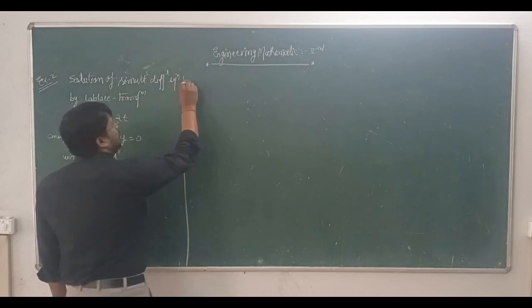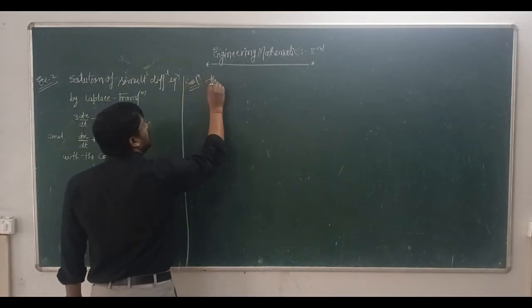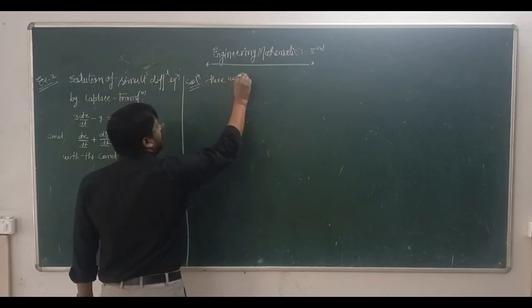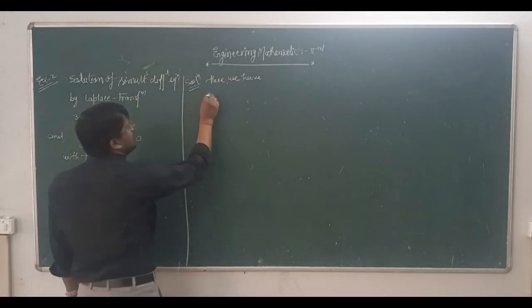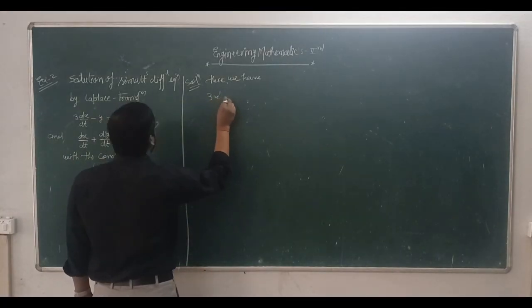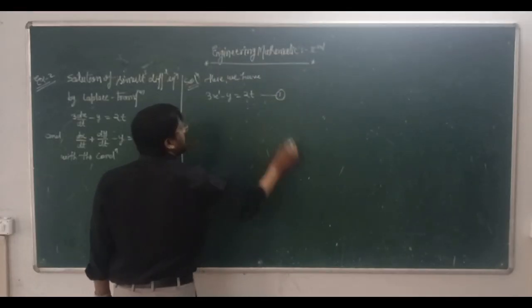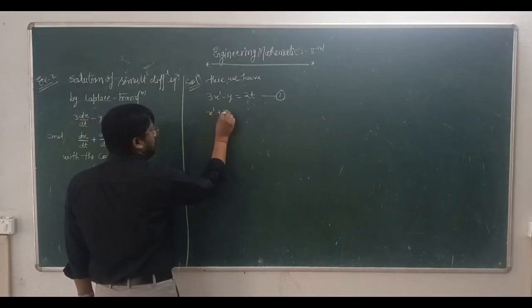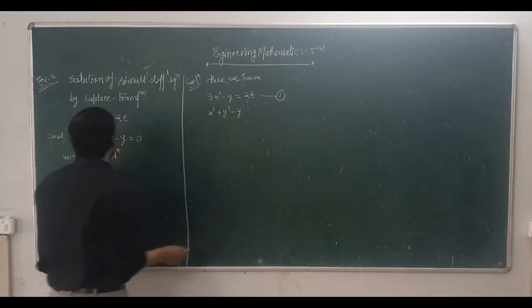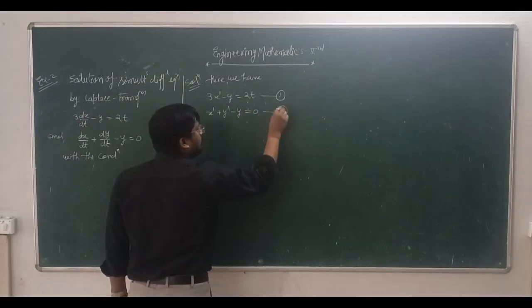Now solution of this problem. First here we have, you can note down first differential equation. This means 3x dash minus y is equal to 2t, equation number first, and x dash plus y dash minus y, this is equation number 2, is equal to 0.